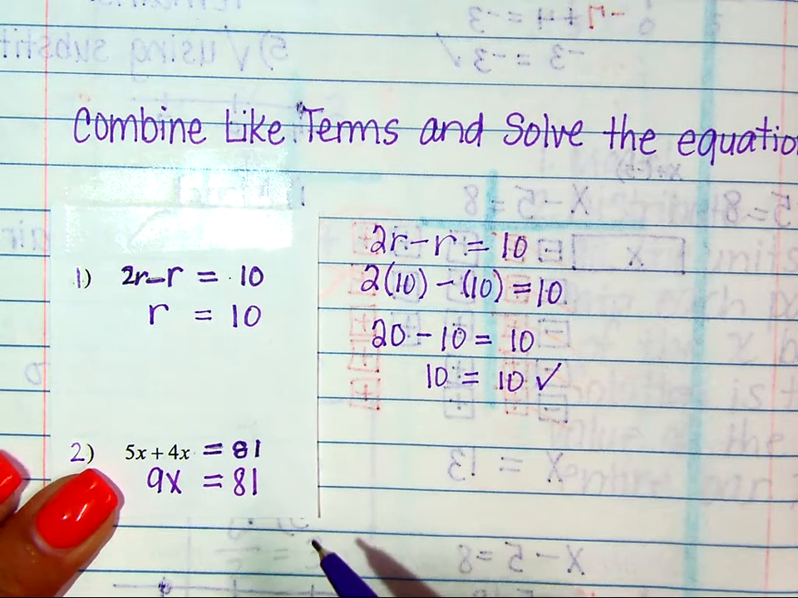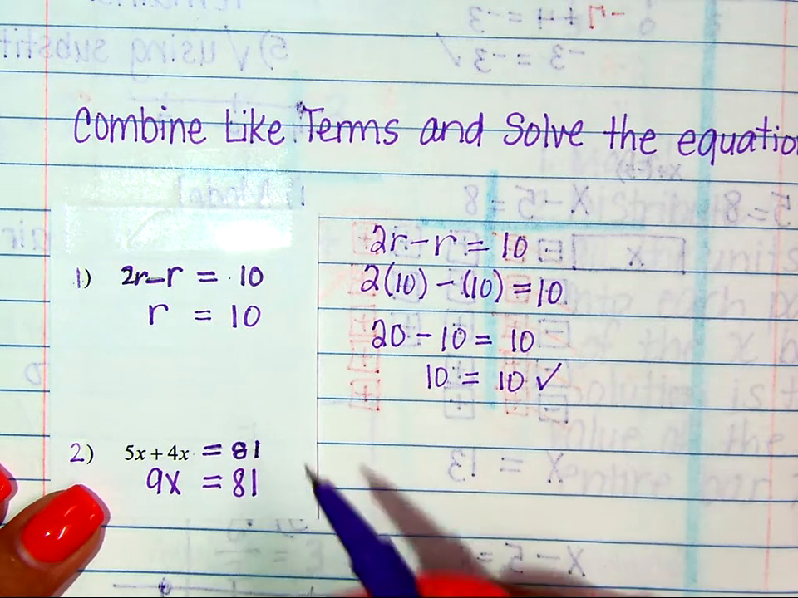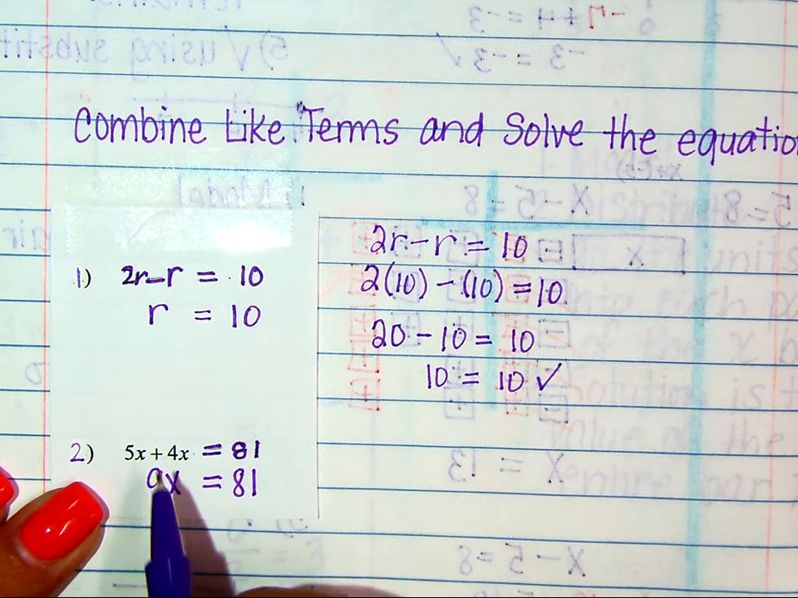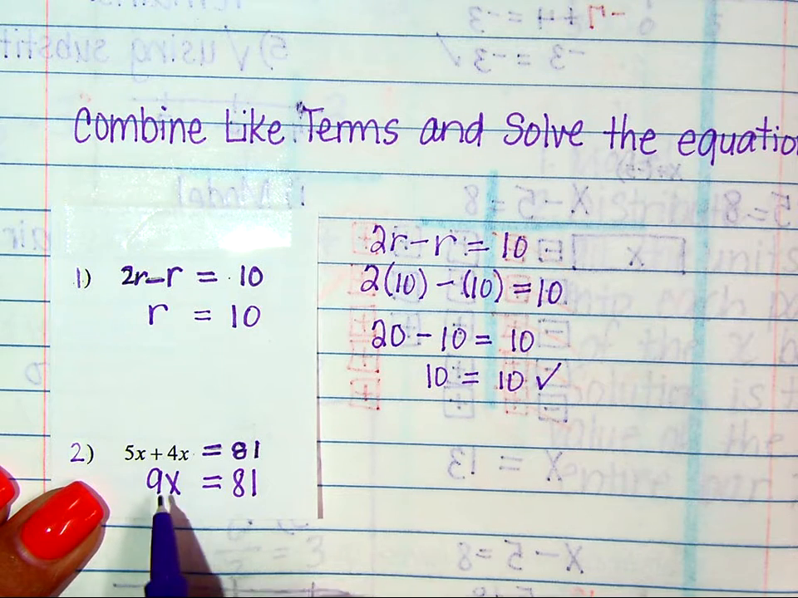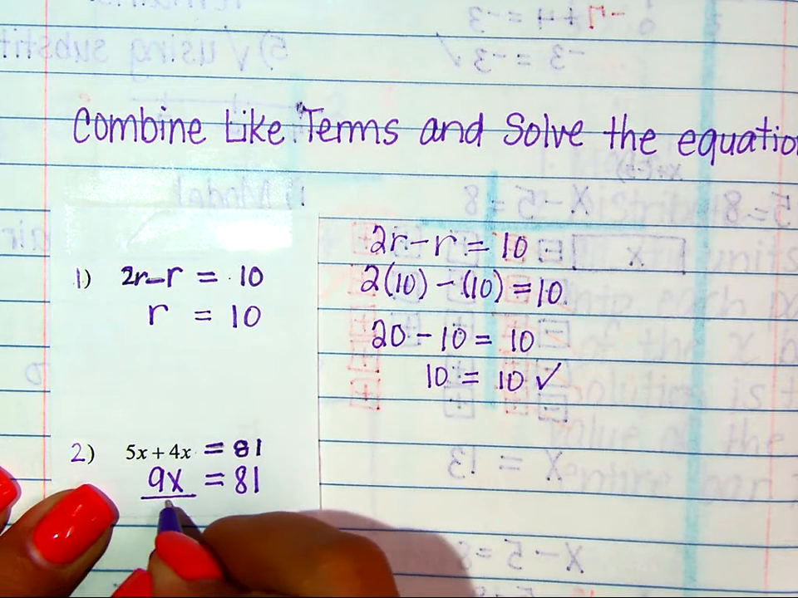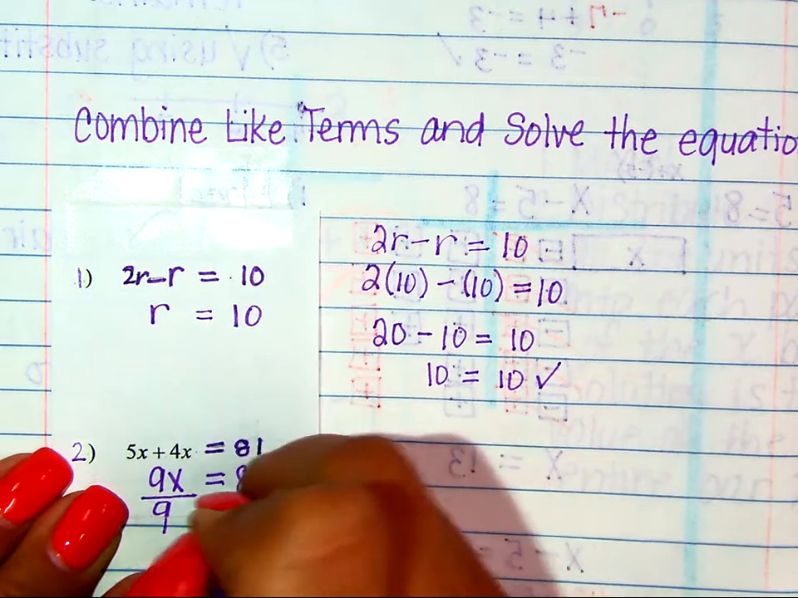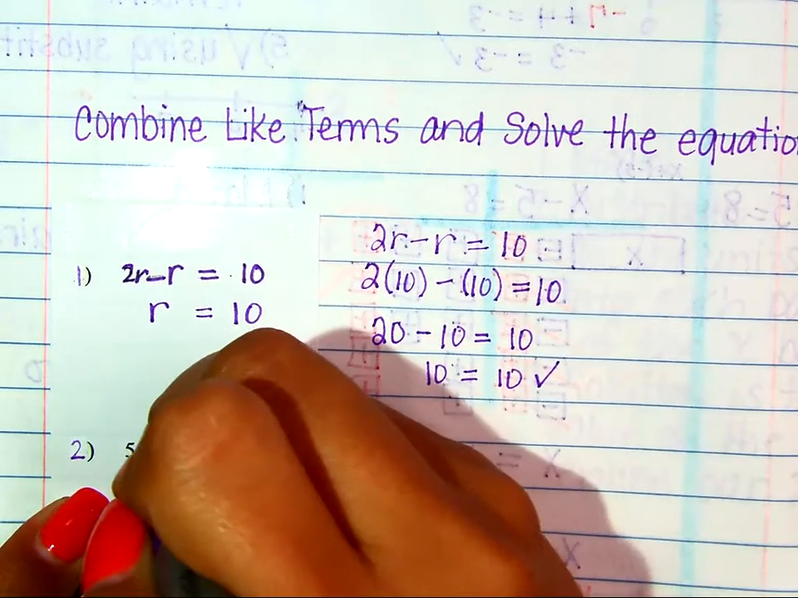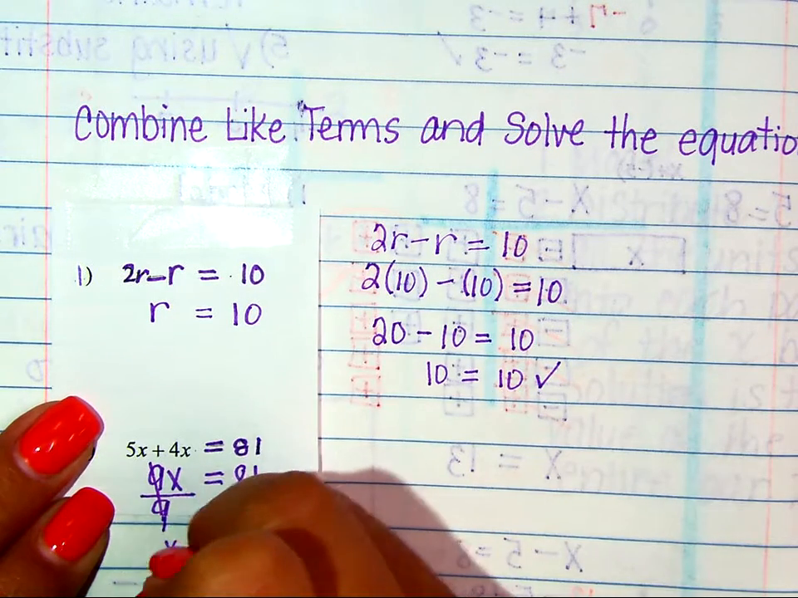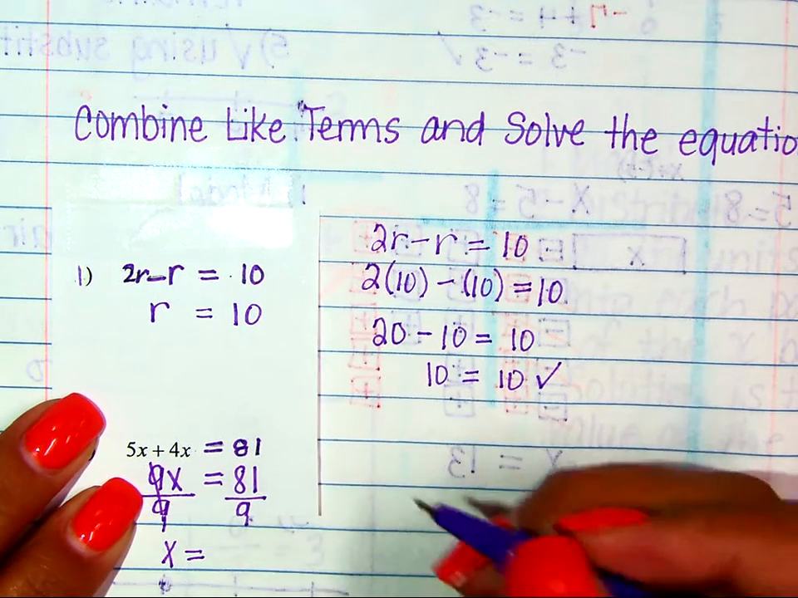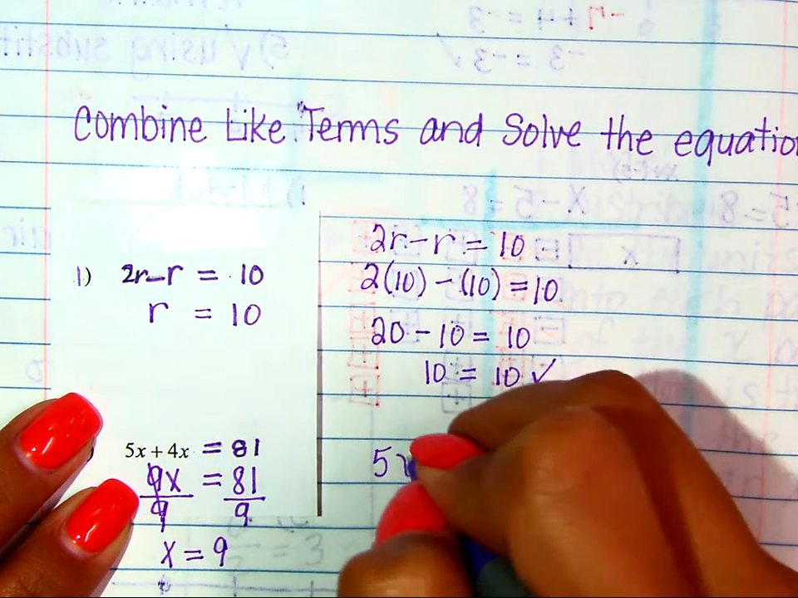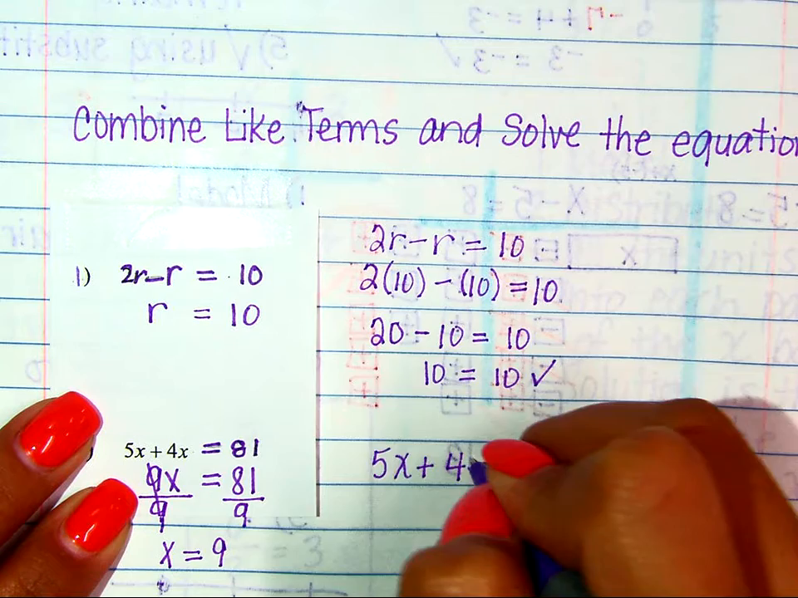Now in order to solve this problem, I have to do something else. Remember, we always want to get the variable by itself, and right now there's a 9 that is being multiplied by it. So since this is showing multiplication, the inverse would be division. So let's divide both sides by 9. The 9's here will cancel out, and I'm going to be left with x equals, and what is 81 divided by 9? 9.